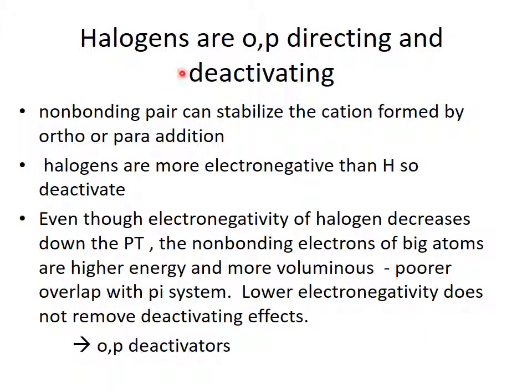But again, because they are more electronegative, the donation of that non-bonding pair is not really great. The atoms that are small are really electronegative, like fluorine, and the atoms that are bigger and not so electronegative have really big orbitals, and they poorly overlap with the pi system. So what we find is they're ortho-para deactivators.